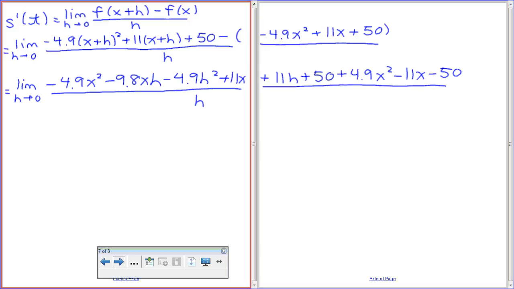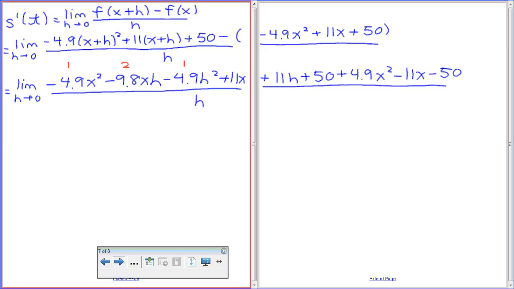Almost, doesn't quite though. Can somebody tell me where I got the 4.9x squared minus 9.8xh minus 4.9h squared instantly? Go ahead. Because you had to sort of FOIL out the x plus h. It does the whole pattern of x squared plus 2hx plus h squared. Right on. So it's like 1, 2, 1, right? Pascal's triangle, 1, 2, 1. If you need to FOIL that out by hand, do it, that's fine.